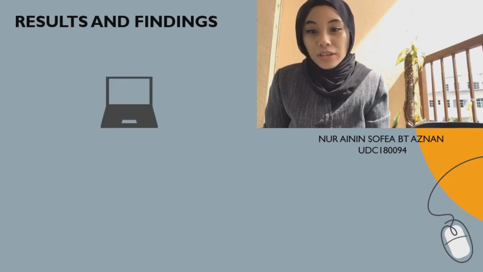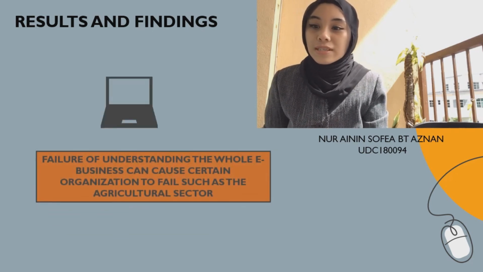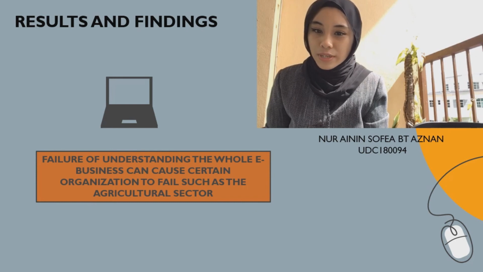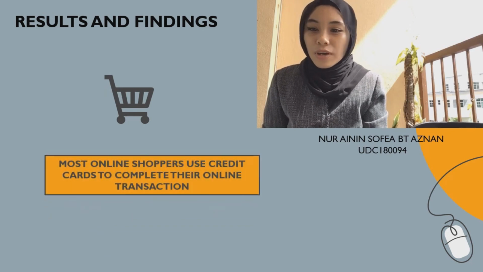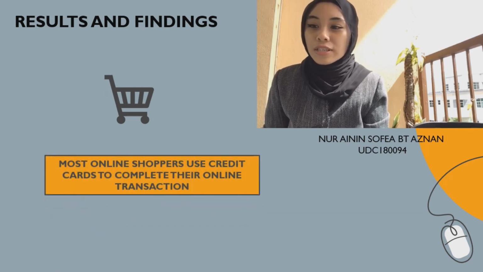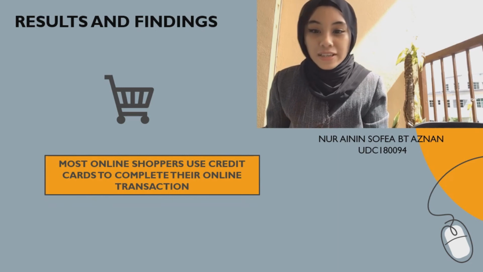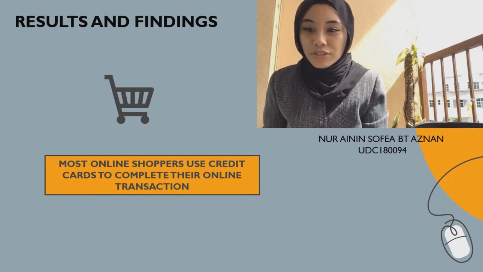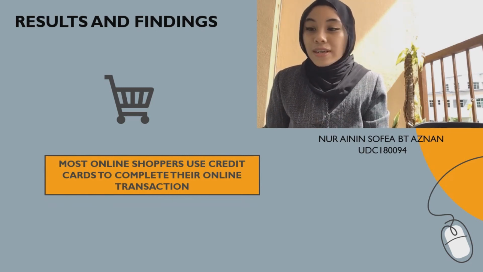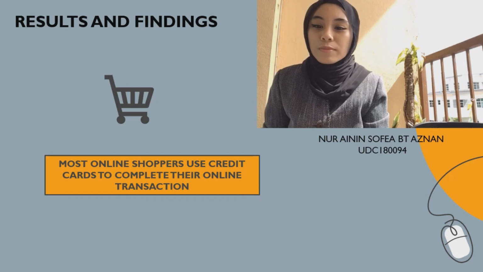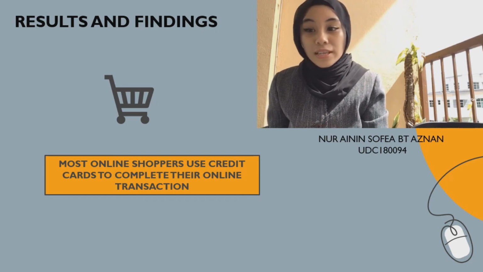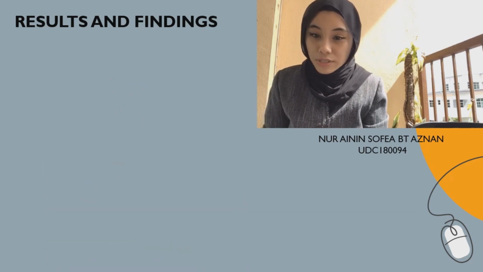Secondly, the agricultural sector is one of the sectors that fail in using e-commerce because it did not understand the whole e-business system. Other than that, it is also found that a majority of online shoppers prefer credit cards to complete their online transactions. However, some of them might be reluctant to complete their online shopping, as the most reported problems of e-commerce are related to legal and security issues.